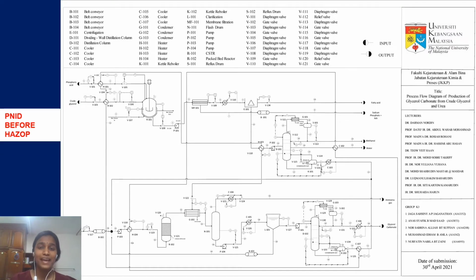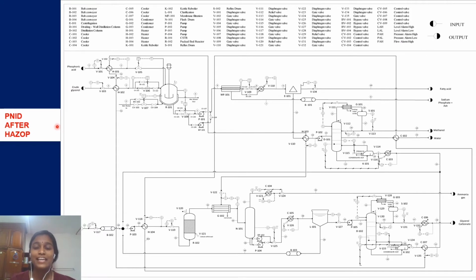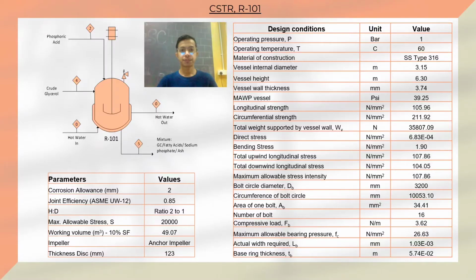Below shows the P&ID before HAZOP. As you can see, we have included the control system for each of the equipment. The diagram below shows the P&ID after HAZOP. We have included the alarm system and bypass valve to increase the safety of our production plant. This is the detailed design of CSTR R101.